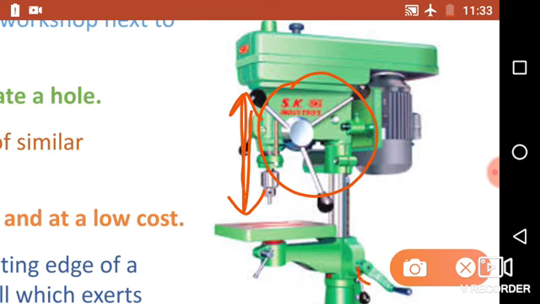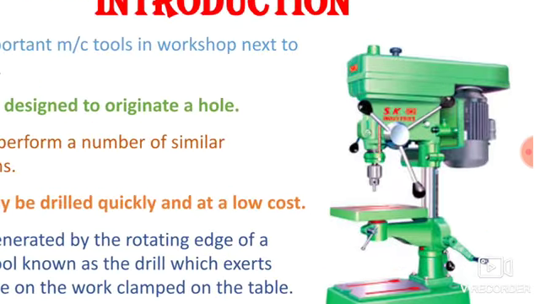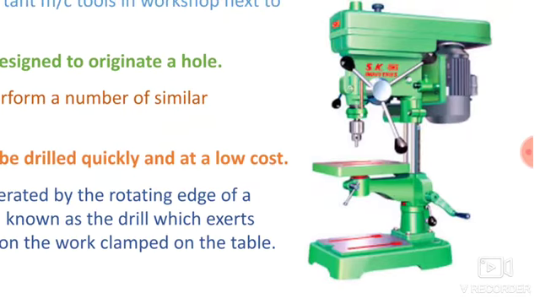With this handle we can adjust the table. Again with this handle also we can adjust the table of the drilling machine. This is the table of the drilling machine. Over this table we can clamp the workpiece with the help of a vice. So here this is your drilling machine.